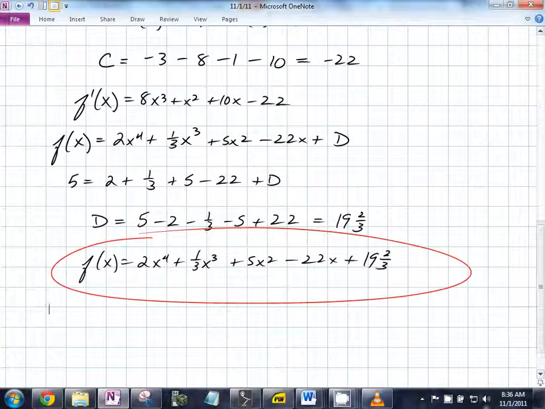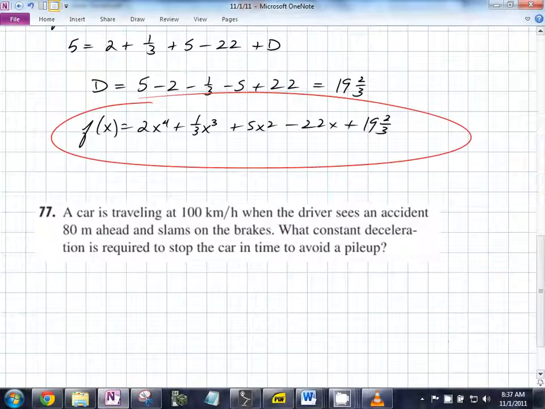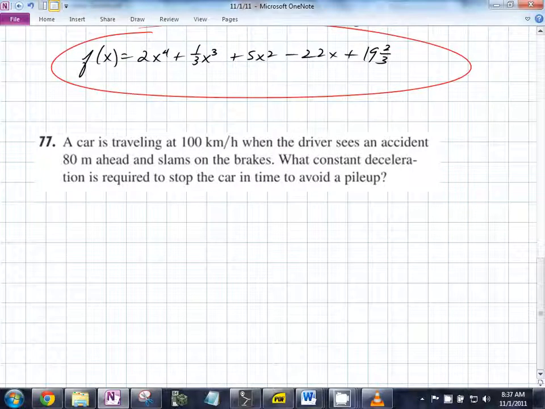What next? Okay, so a car is traveling at 100 kilometers an hour when the driver sees an accident 80 meters ahead and slams on the brakes. What constant deceleration is required to stop the car in time to avoid a pileup? So essentially what you're finding is what constant deceleration you need to stop in exactly 80 meters. Any better acceleration would mean you stop before that. So what does it take to stop in exactly 80 meters?